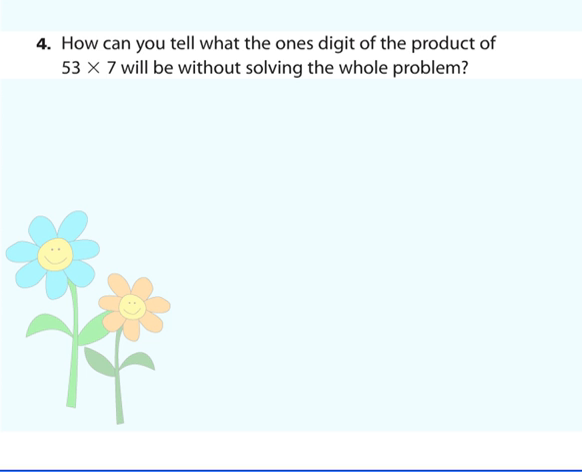Question 4 says, how can you tell what the ones digit of the product of 53 times 7 will be without solving the whole problem? Well, we can just multiply the ones. 3 times 7 is 21. What will the ones digit be? It will be a 1. Did you have to solve the problem? No. You just had to multiply the 7 times 3, the two numbers that were in the ones digit. So that's all they want in question 4.